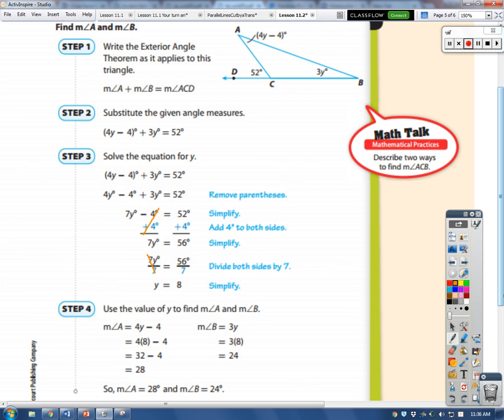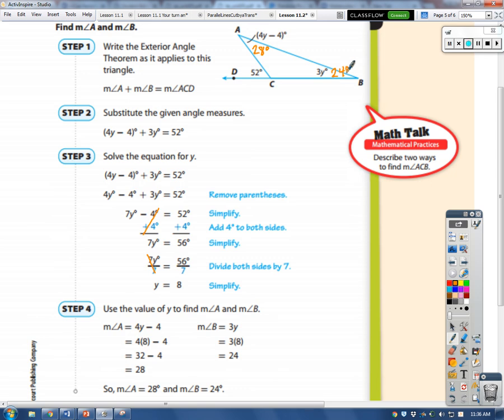So they plugged it back in. The measure of angle A is 4y minus 4. So they plugged in 8, because that's what y equals. 4 times 8 is 32. Minus 4 is 28. So the measure of angle A is 28 degrees. Okay. They plugged in angle B, which is 3y. So did 3 times 8, which is 24. So this is 24 degrees.